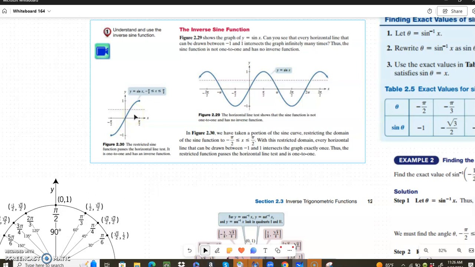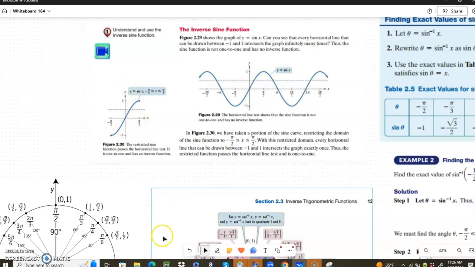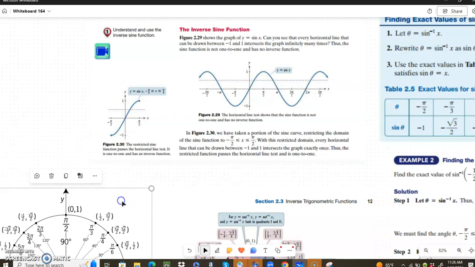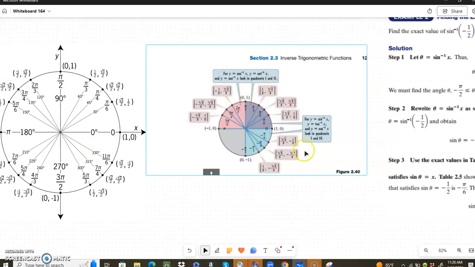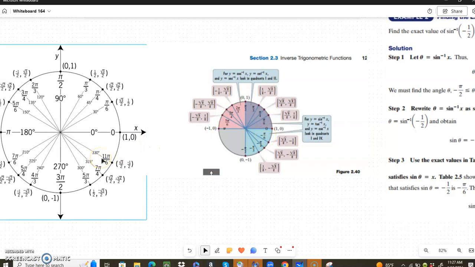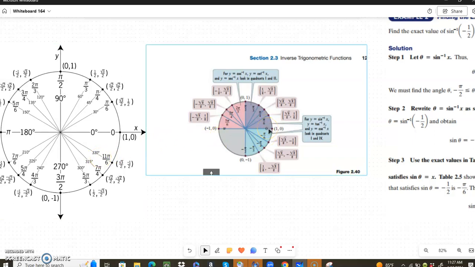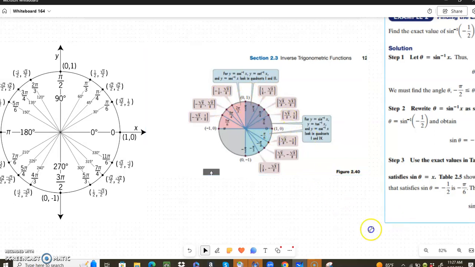So we restrict the domain to negative pi over 2 to pi over 2. Negative pi over 2 down here to pi over 2 here. So we're using quadrant 1 and quadrant 4. Now what I have here are two versions of the unit circle. This is our traditional version, and this is the one you'll want to use when you're working on inverse functions. And you'll see here that they've labeled this negative pi over 6, and over here this is 11 pi over 6. So what they're doing is calculating how far backwards from 0 you would have to go to get here. I just want you to note that this is what you'll want to use for these questions.